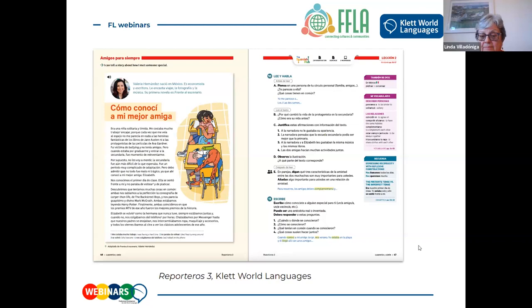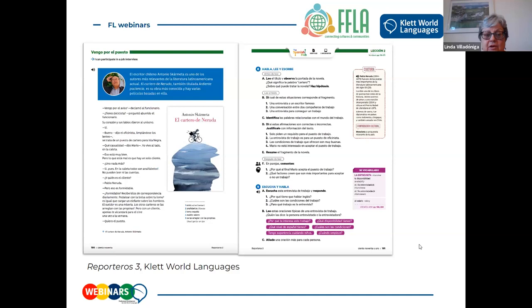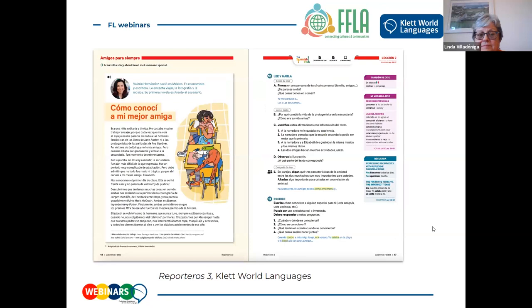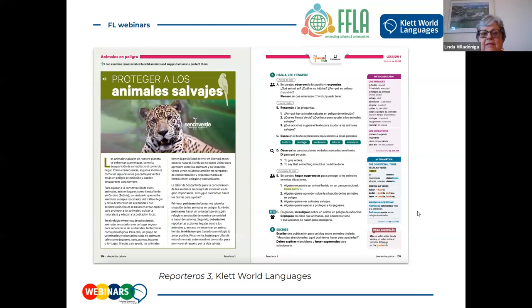And another one, an authentic source. This one is from a book, El cartero de Neruda, and they're going to read it and talk about it, write about it. There's a cultural box here in the corner. Another one, it's almost the same. And then because it's leading into AP, of course, we want the topics to be covered. Proteger a los animales salvajes, authentic resource.